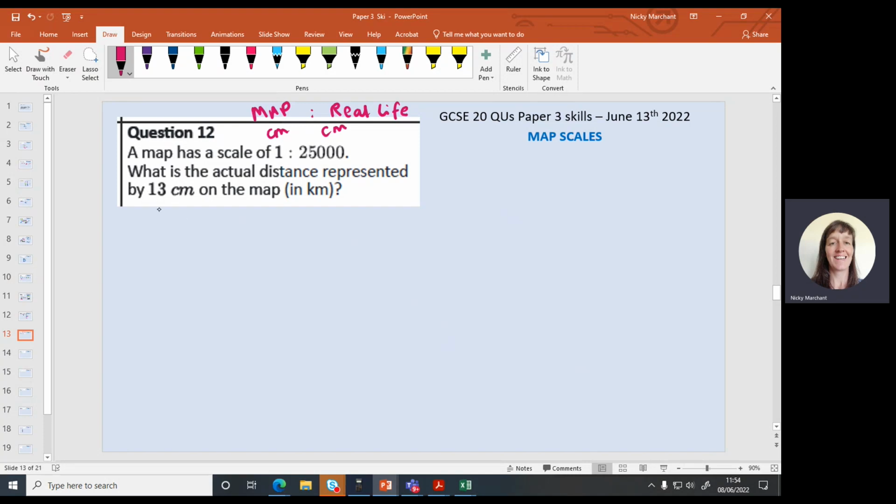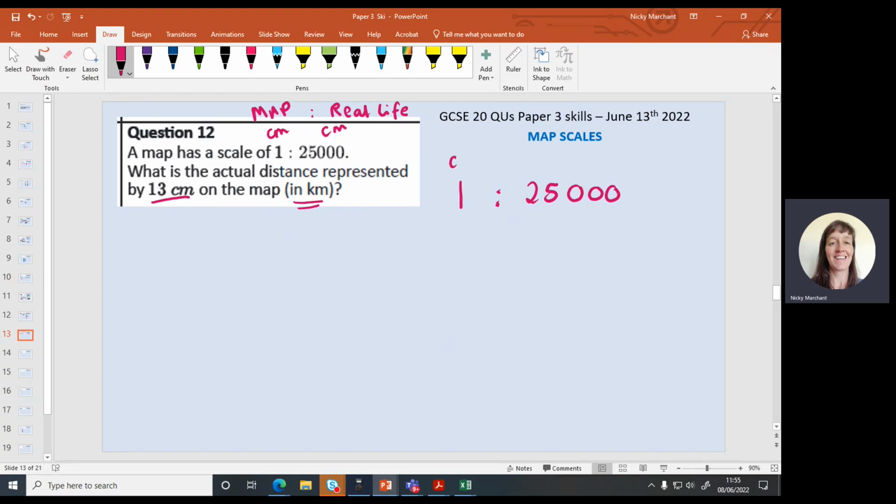Now, it's dealing now with what is the actual distance represented by 13 centimeters, but they want the answer in kilometers. So we've got 2 marks, 2 ways of getting some marks here. We need to use the scale, and we also need to use the conversion between centimeters and kilometers. Let's write it out again here so we've got a bit more space. Very careful to get the right number of zeros if you rewrite anything from your paper.